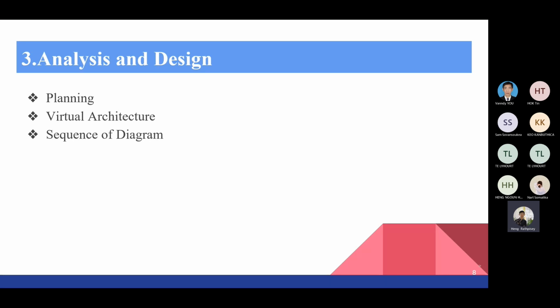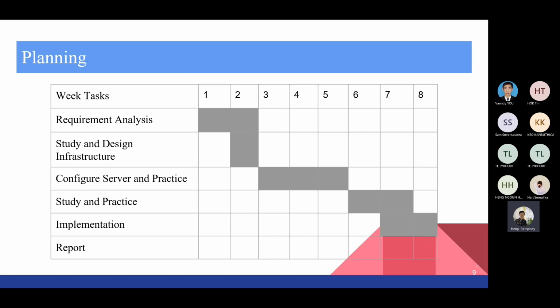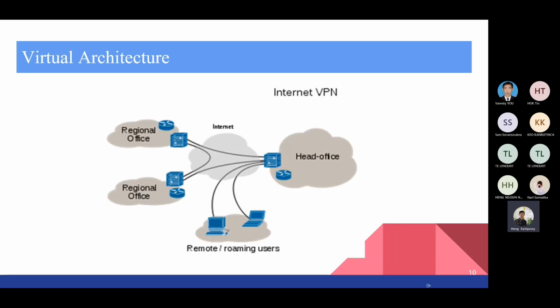We have 3 points: planning, virtual architecture, and sequence diagram. As you can see, the diagram below is the project planning that I have been doing for 2 months at Total Energy. Let's move to the next part, virtual architecture.